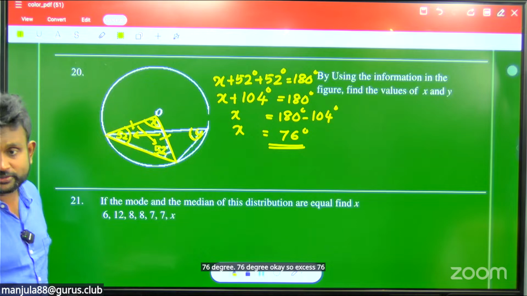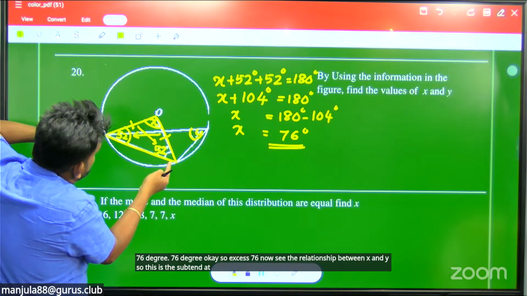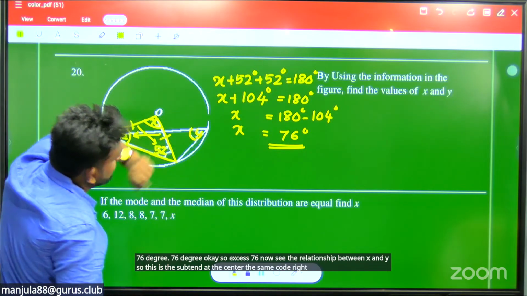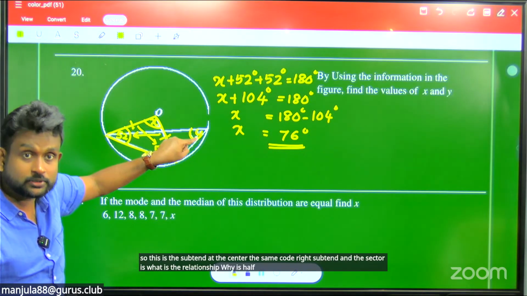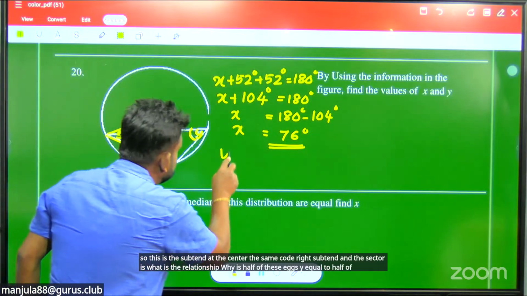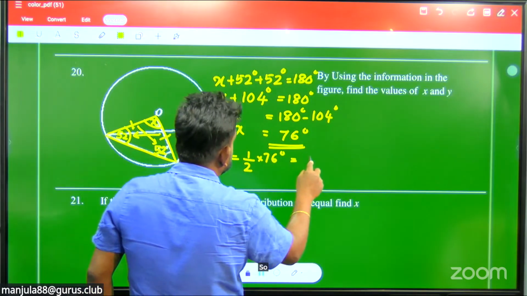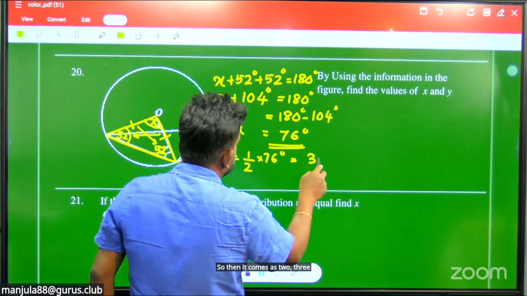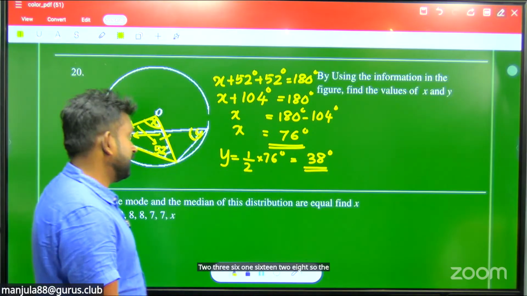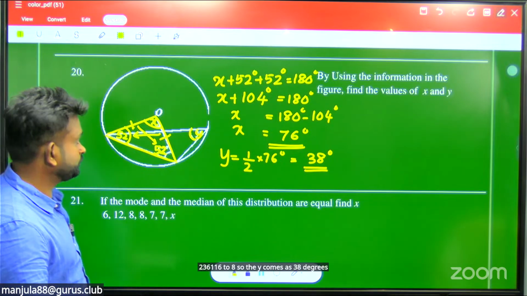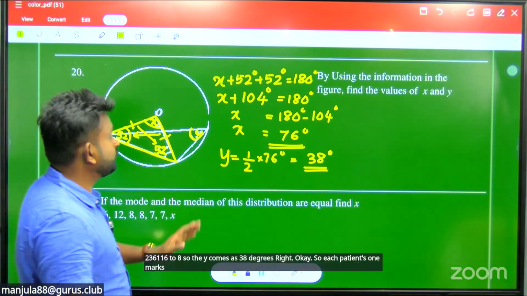Now see the relationship between x and y. This is the angle subtended at the center, the same chord, right? Subtended at the circumference is y. What is the relationship? y is half of this x. So y equals half of x, half of 76. So it comes as 38. So y comes as 38 degrees. Right. Okay, so each gets 1 mark there. So x and y, 1 mark each.